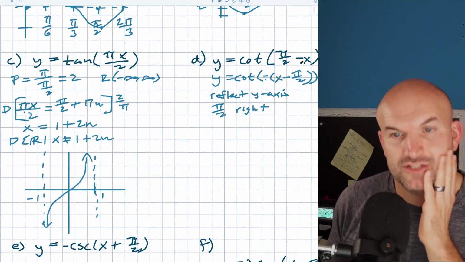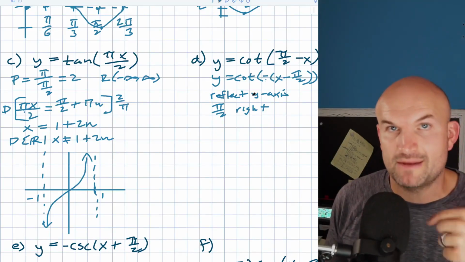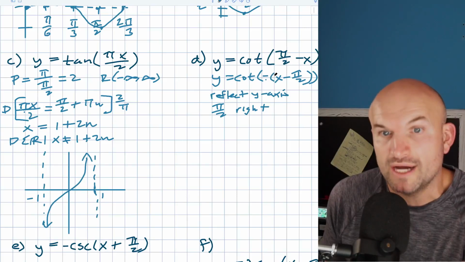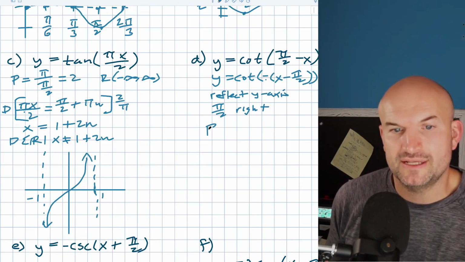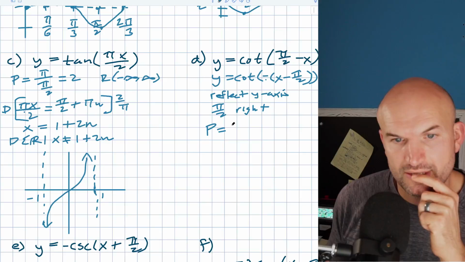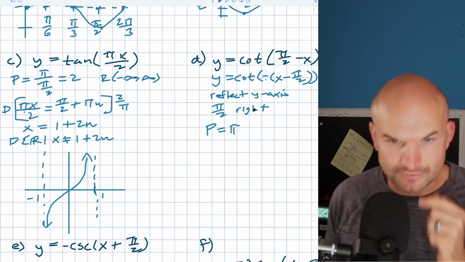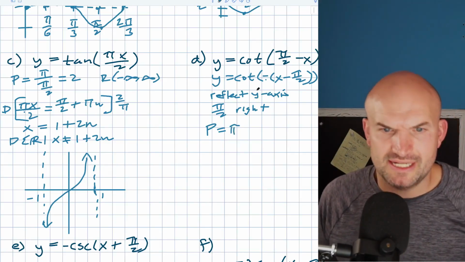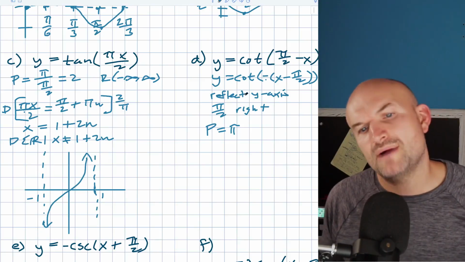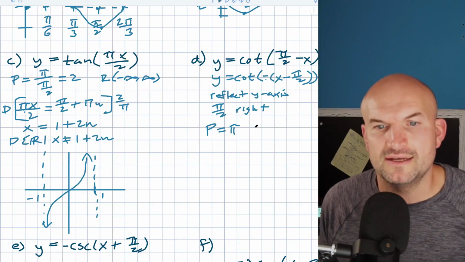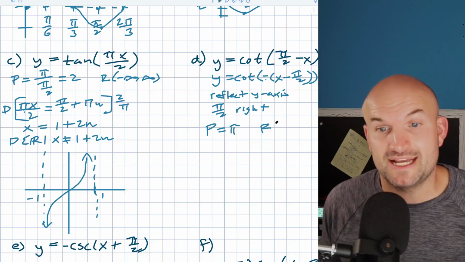So let's go and talk about the domain. The period is going to equal pi divided by b, which in this case b is going to be 1, right? So therefore my period is just going to equal pi. My range is going to be, again, all real numbers.